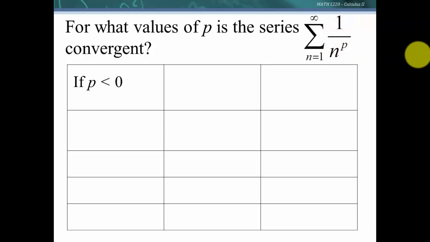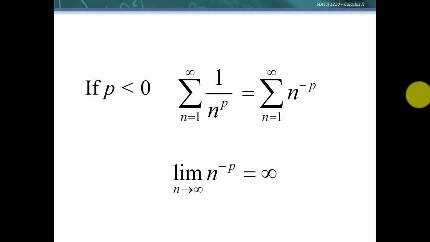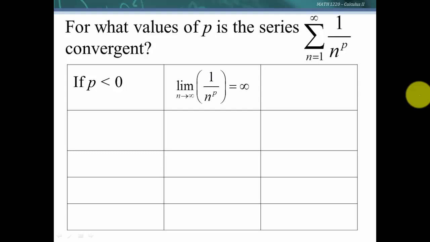If p is less than 0, we could think of this as having a negative exponent that we move up, but remember p is less than 0, so this would be n to a negative number less than 0, which makes it a positive exponent. So if we have this positive fixed exponent, but we are taking 1, then 2, then 3, then 4 here and summing them up, we can see that this would go to infinity. So if p is less than 0, this limit is infinity, and this would be a divergent series.